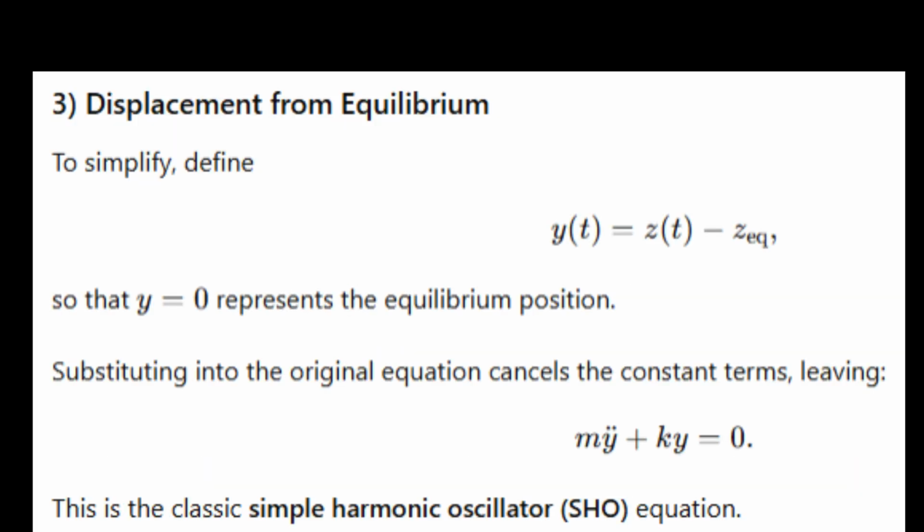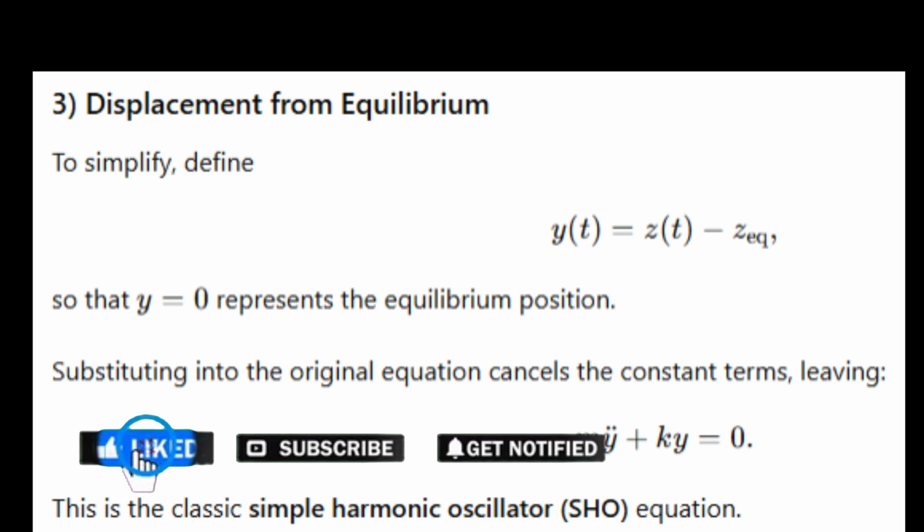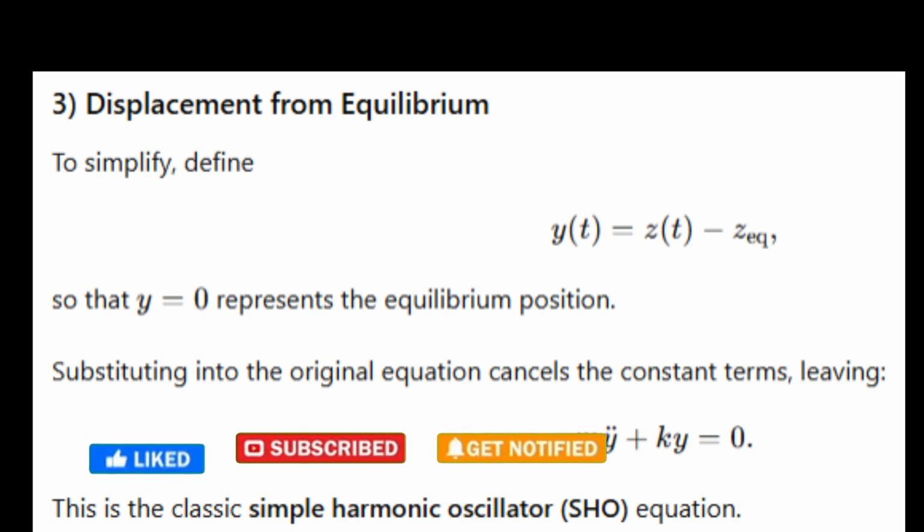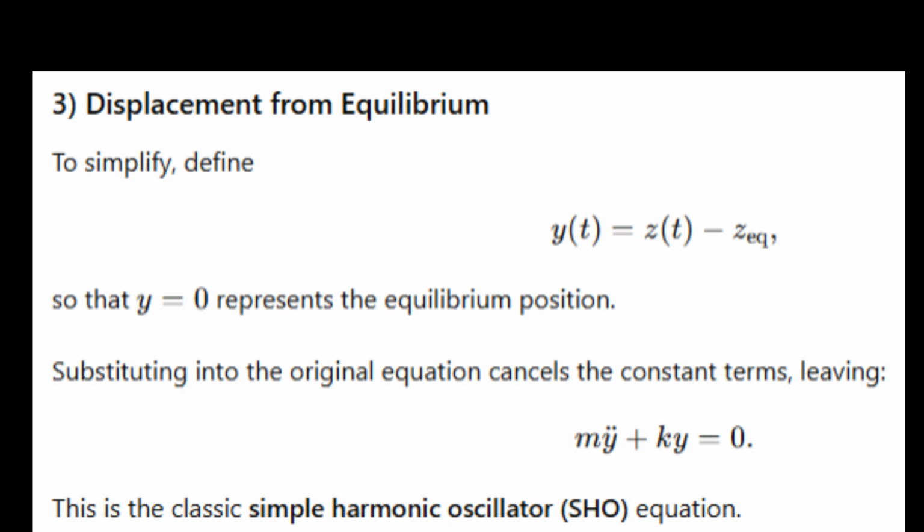3. Displacement from equilibrium. To simplify, define y(t) equals z(t) minus z_eq, so that y equals 0 represents the equilibrium position. Substituting into the original equation cancels the constant terms, leaving m y double dot plus ky equals 0. This is the classic simple harmonic oscillator, SHO, equation.